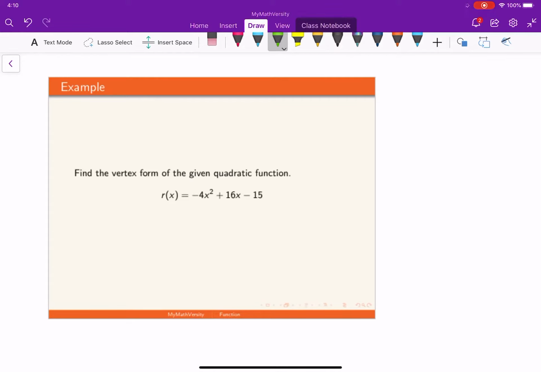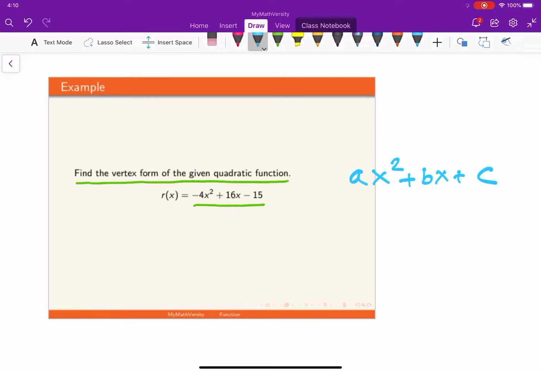In this example, we have to find the vertex form of the given quadratic function, given here as negative 4x squared plus 16x minus 15. So let's try to do that. The given function here is actually in the standard form, given as, let's say, ax squared plus bx plus c, right? So that's what the given form is.